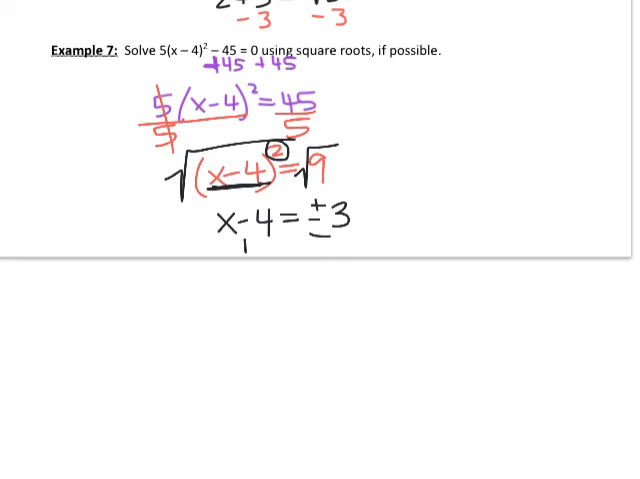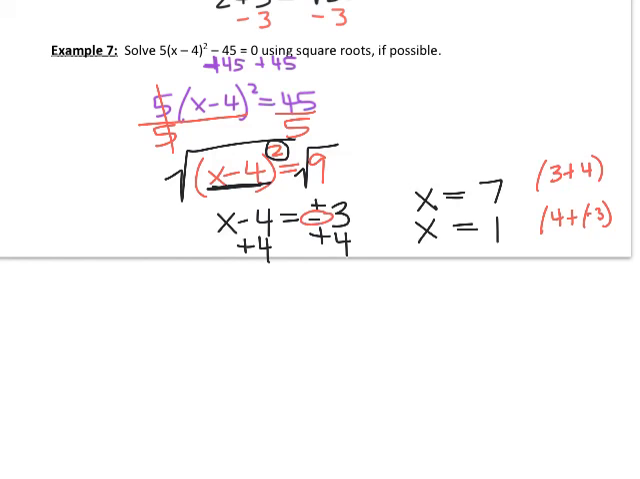So if I add 4 to this side and add 4 to this side, I'm going to end up with either x equals 7, because positive 3 plus positive 4 is 7, or x equals 1, because I would be looking at 4 plus 3. So over here to the side, I'm going to show you why this was 7. It's going to be 3 plus 4, and this would be 4 plus a -3. Remember, if we end up using the -3 plus 4, that would result in positive 1.